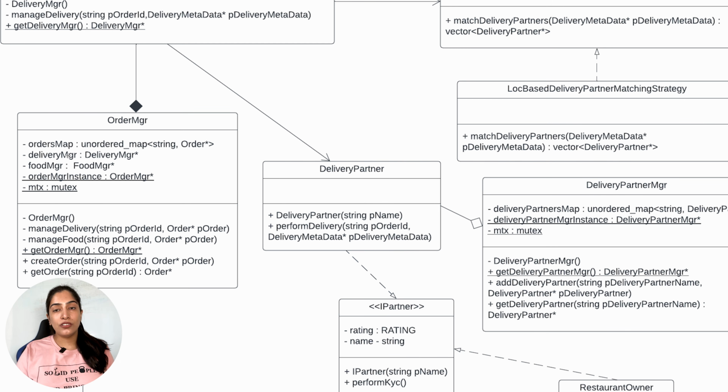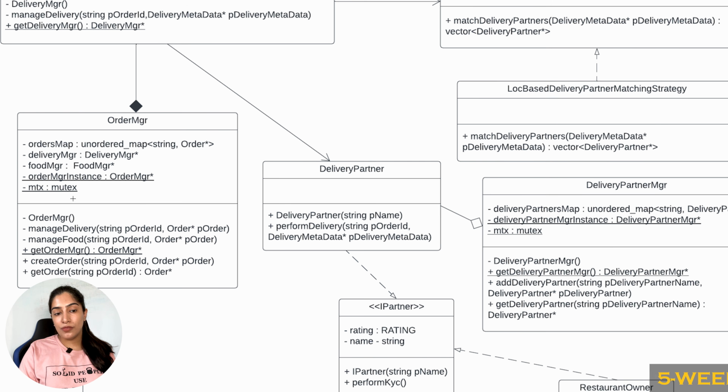Also, another thing to point out over here is that all my managers are singletons. How can you know that it is a singleton? Firstly, you can see that there's an underline, so it is static. You can see that I have used a mutex. And the most important thing is that I have made the order manager constructor private.